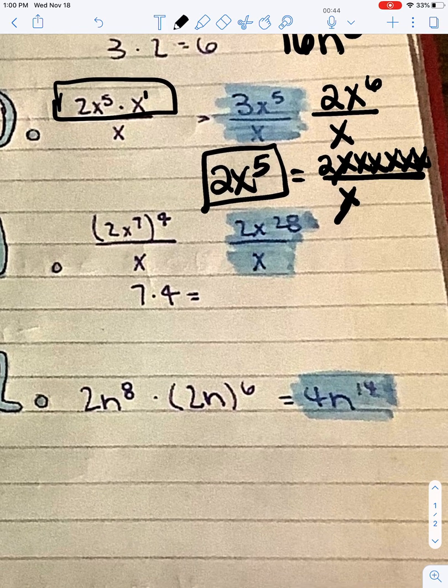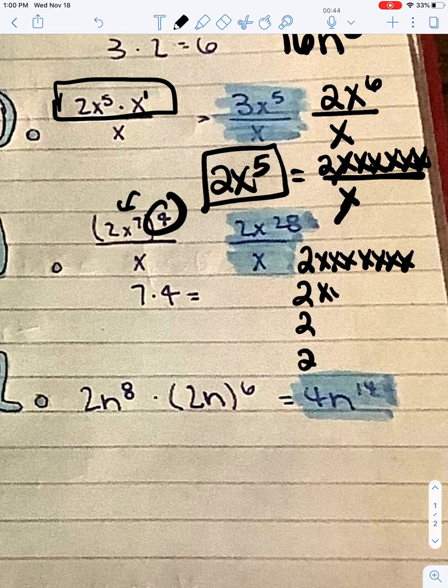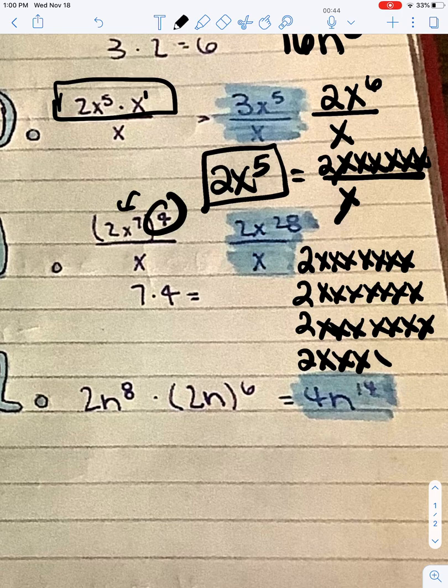Moving on to 2x to the 7th raised to the 4th power. So this is telling us we have 4 sets of 2x to the 7th. So if I write that out, that looks like this. There's our 2, and we have 7 x's. There's our first set. There's our second set. There's our third set. And there's our fourth set.